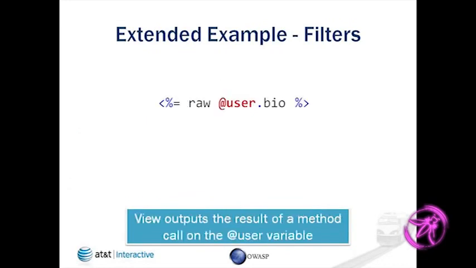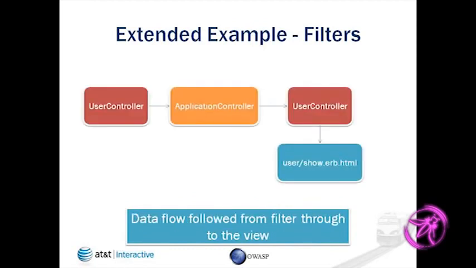So then we have our view, and let's say we'd like the user to be able to put some HTML into their bio, but we think we stripped out everything that's bad, so we'll just use raw, right? So the basic flow is you're going to go to the user controller, then it's going to go back to the application controller, call that filter, then go back to the user controller, then go down to the actual view, and that's where we're going to catch the error.